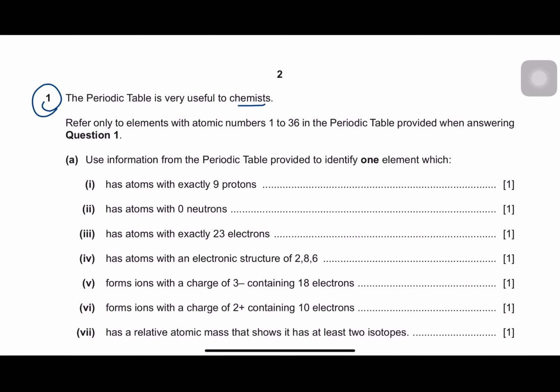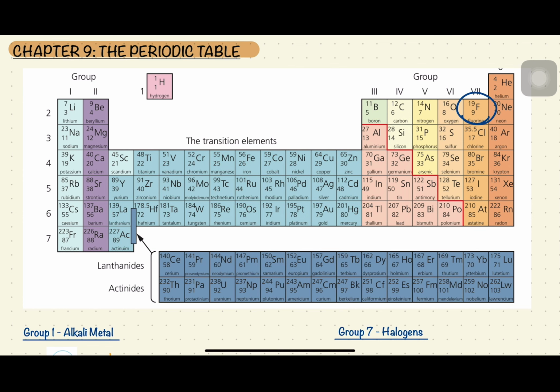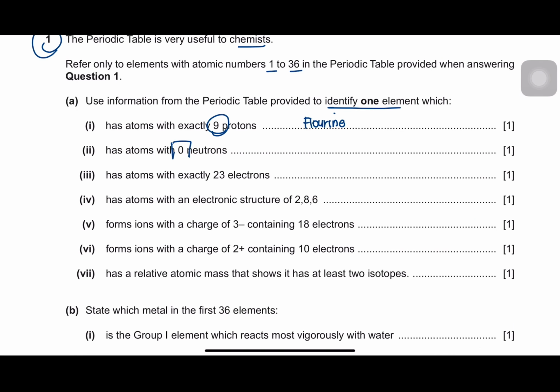Refer only to elements with atomic numbers of 1 to 36 in the periodic table provided when answering this question. Now, they're asking you to identify the element which has exactly 9 protons. 9 protons would be fluorine, an atom that has 0 neutrons.